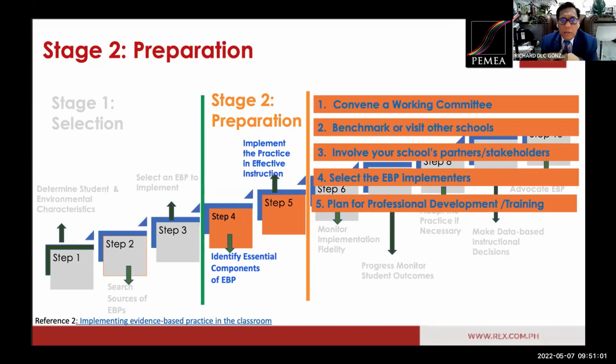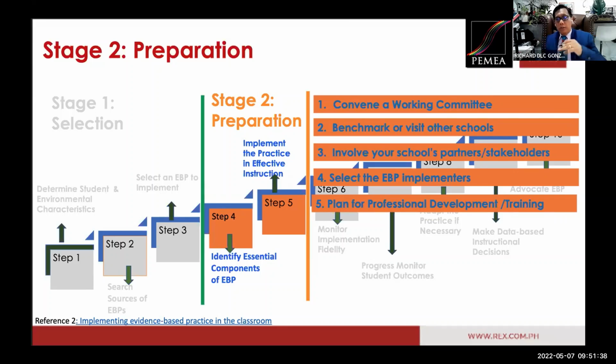Also, the training or workshop should allow them to develop a sense of ownership. Kasi kung implementer lang yung teacher or school administrator, and there's no sense of ownership, parang it's just one of the many activities that you're doing in your school. And they should also have the opportunity to practice teaching a lesson or using a program. So ito yung modeling. You have to model how to do EBPs in your school.